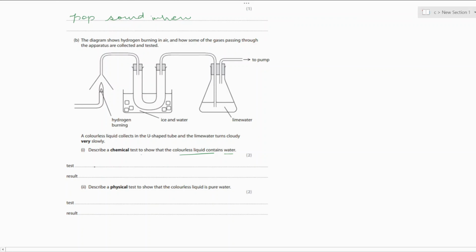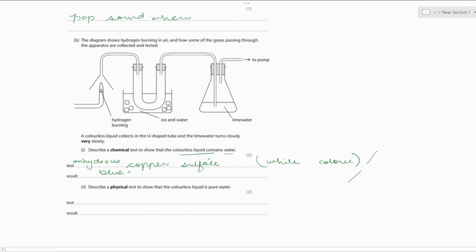Okay, which one? Copper sulfate. Anhydrous or hydrous? Anhydrous, because we have to show the identification, whether water is present or not. So we use the anhydrous one, which is white in color. And if water is present, the result would be blue.